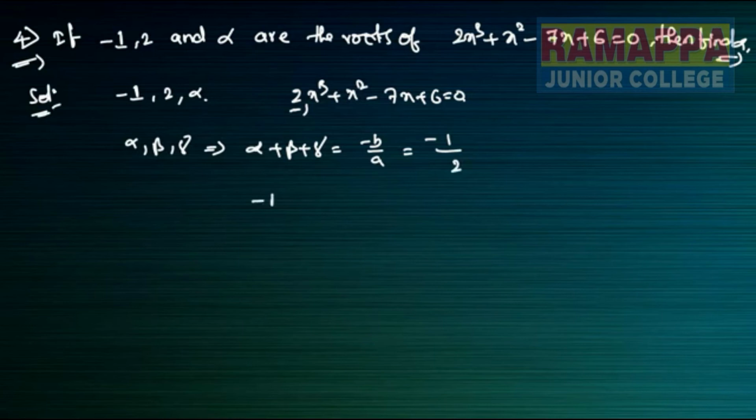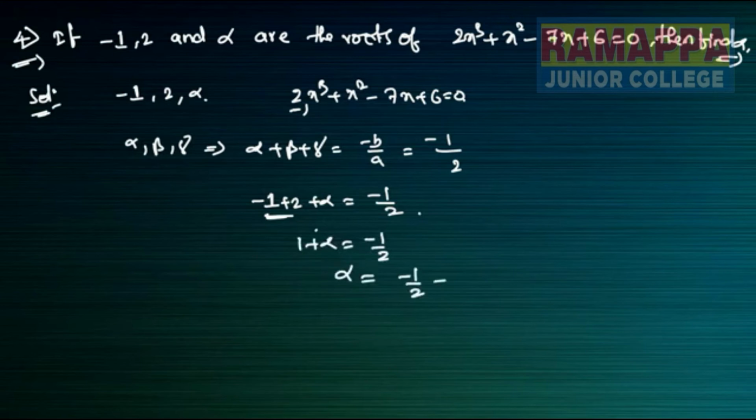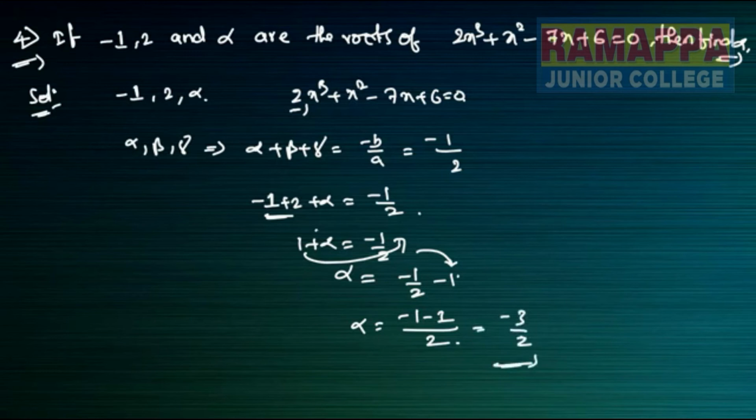Now minus 1 plus 2 plus alpha is equal to minus 1 by 2. So 1 plus alpha is equal to minus 1 by 2. So alpha is equal to minus 1 by 2 minus 1. Taking the common denominator, this becomes minus 1 minus 2 divided by 2. So this is minus 3 by 2, where alpha is equal to minus 3 by 2.